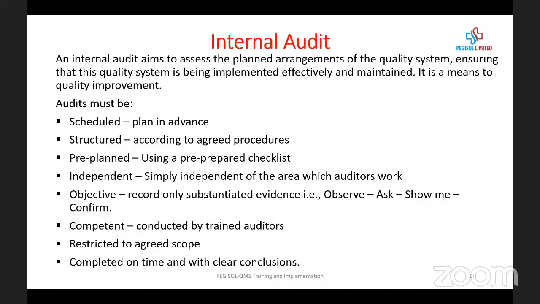Next is that it has to be independent. So this must not be influenced, simply independent of the area in which the auditor works. So you cannot be working in chemistry and be auditing chemistry. It won't work. You can't audit yourself. It has to be objective. Record only substantial evidence. Observe, ask, show me, and confirm. You observe it, you ask, they show you, you confirm it. That is the record. Because a lot of persons can do a lot of abracadabra doing audit. Next, competence of the conductor. You have to train the auditor. Then you have to be restricted to the agreed scope.